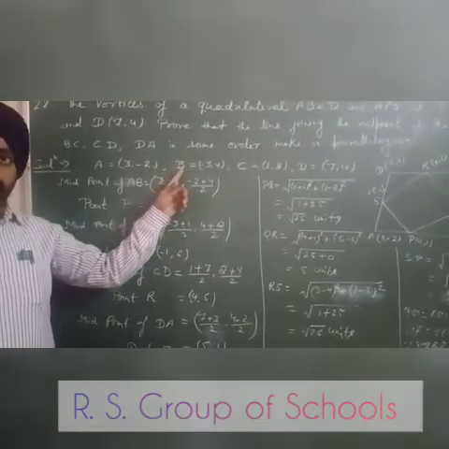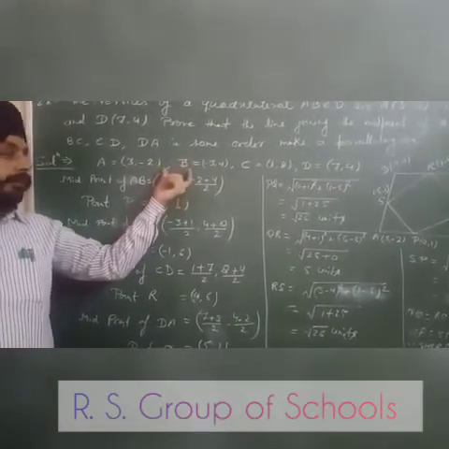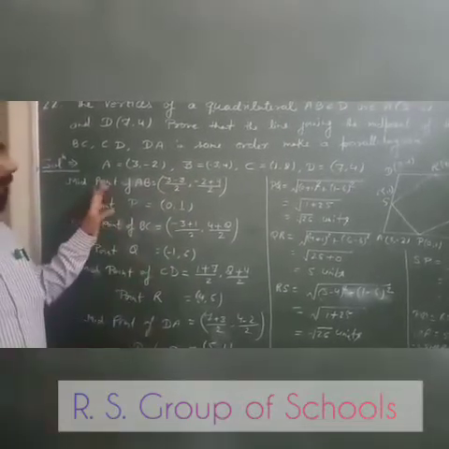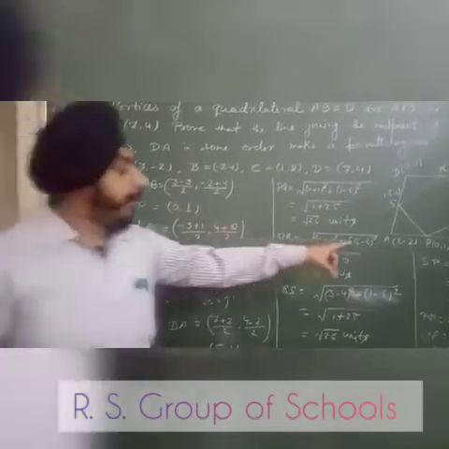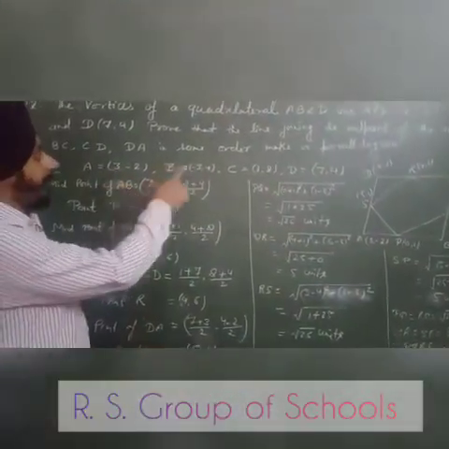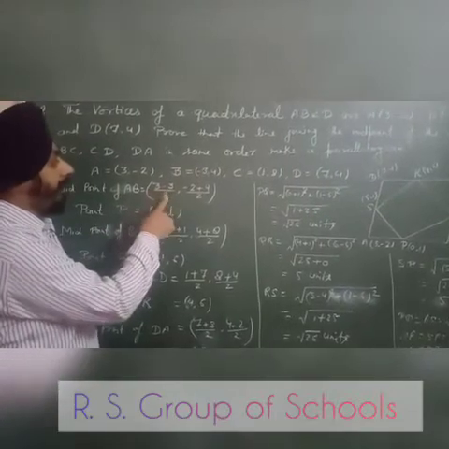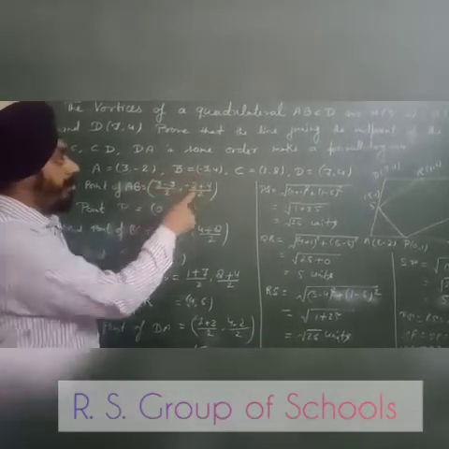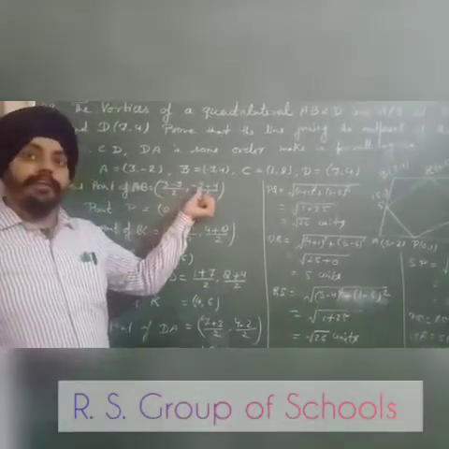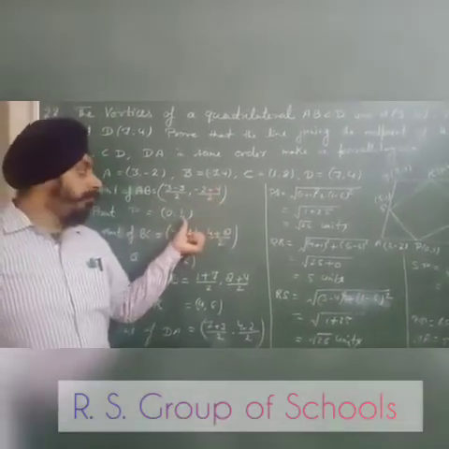We have the formula: midpoint is equal to (x1 plus x2 by 2, y1 plus y2 by 2). When we take the midpoint of AB, we find P. Midpoint of AB is equal to x1 plus x2, that is 3 minus 3 upon 2, and y1 plus y2 by 2. Then we have 0 upon 2, which means 0, and minus 2 plus 4 upon 2 is equal to 1.